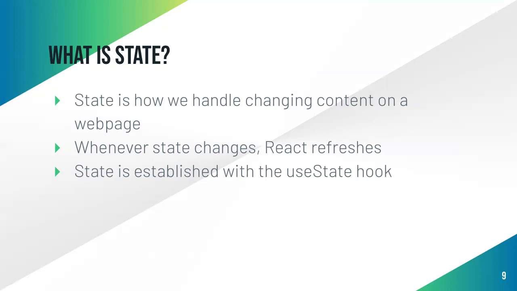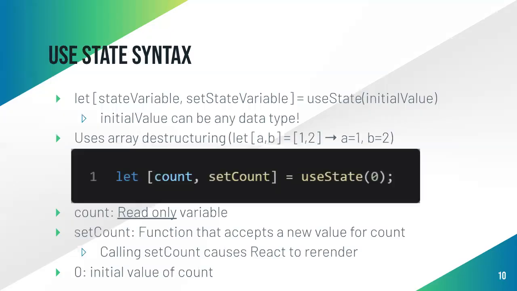State is established when you create it using the useState hook. The syntax is a bit funky at first. If you remember back in the Kahoot when we had let [a, b] = [1, 2, 3], the useState hook uses a somewhat similar syntax: let, then your state variable, then your set state variable, then equals useState, and into that useState function you pass the initial value of the state.